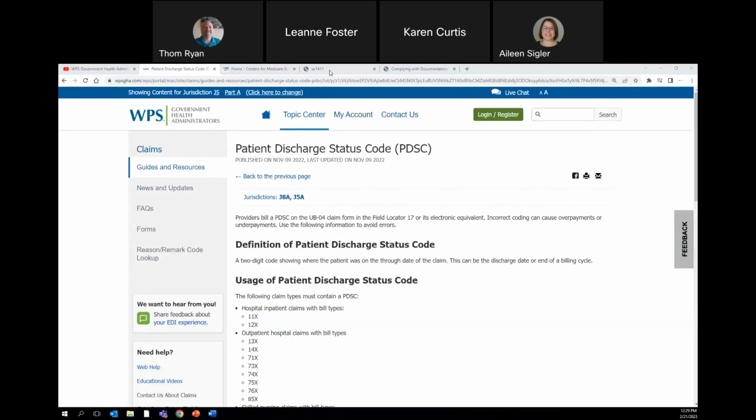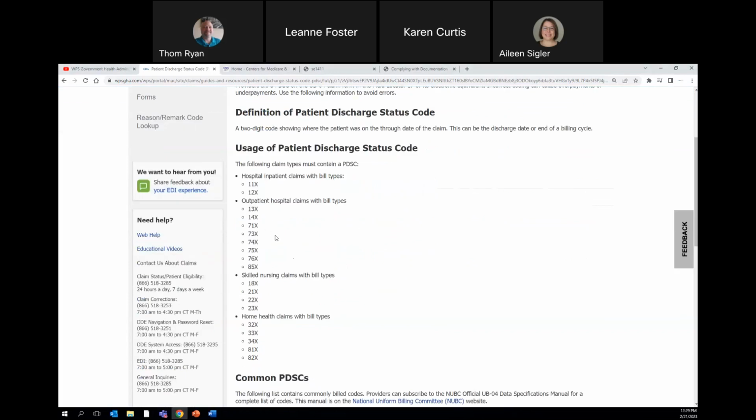We did get one question, and I did answer it in the chat, but just in case somebody didn't see it, it was asked, do the patient discharge status codes also apply to observation claims? And I did say that if the type of bill that they're using is one of the ones that you showed on the screen, then yes, it does. But the edits mostly pertain to the inpatient ones because it can affect their payment.